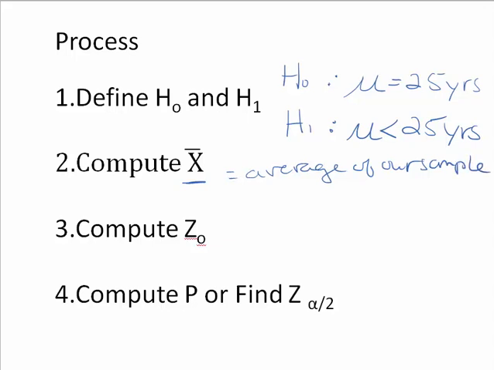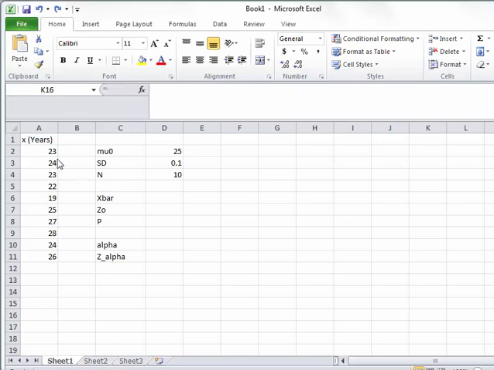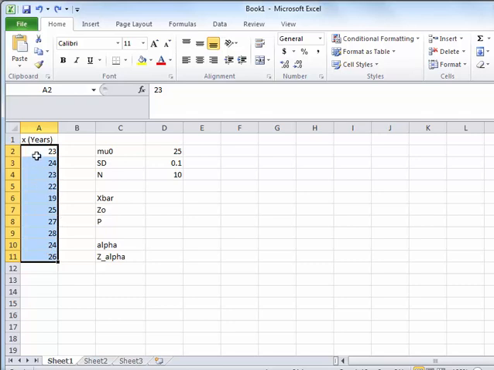So let's go to Excel. In Excel, you'll see that I've collected some data from US Airways, and I found that the average lifespan of 10 of their 747s are listed here. And according to our null hypothesis, our mu naught is 25 years. It also reports the population standard deviation reported by US Airways is 0.1, and our number of samples is 10.